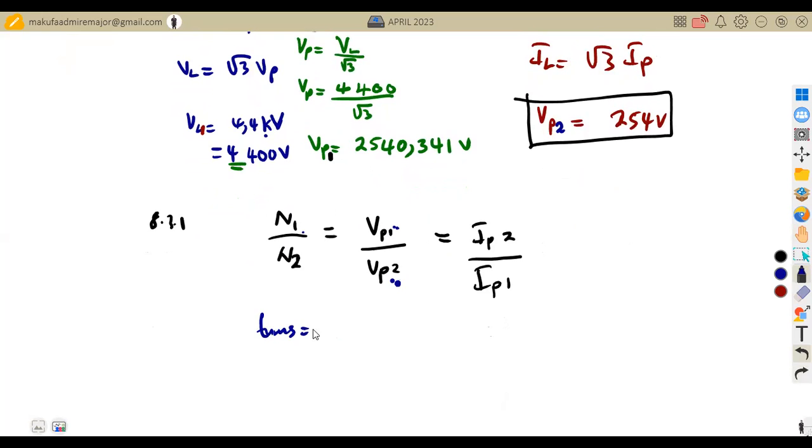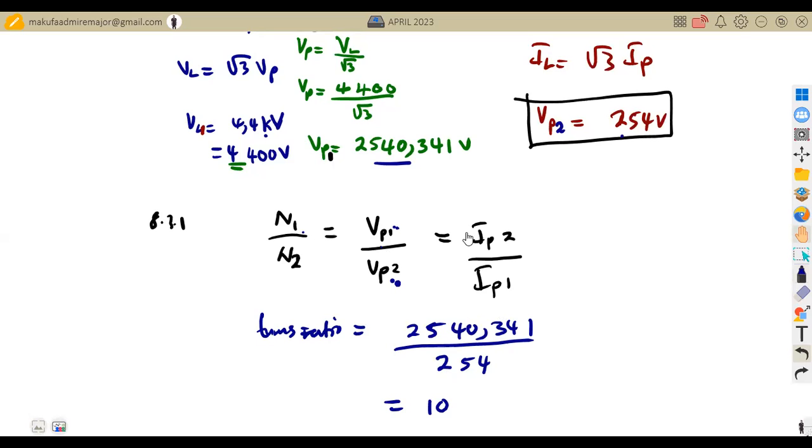We have the phase voltage in this case. All right, so the turns ratio is going to be, on the primary, our voltage from the phase is 2,540,341. Then on the secondary, our phase voltage is already given as 254. So that was going to be 10,000 and so forth. Meaning, it was supposed to be 10 over this number.